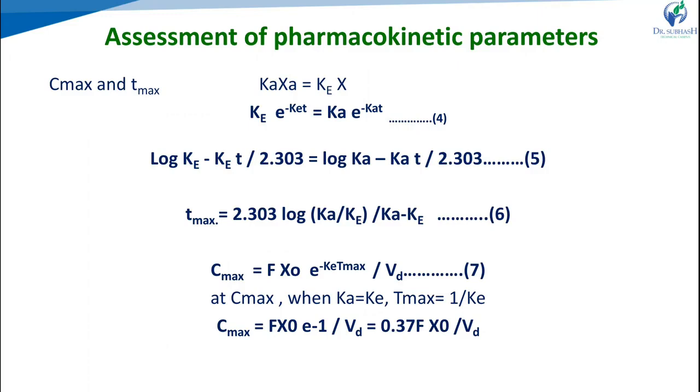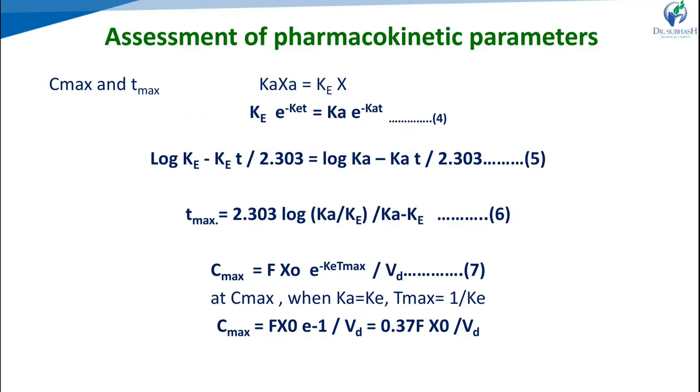After that, at t equal to Tmax, rearranging the equation, Tmax is equal to 2.303 into log Ka upon Ke, divided by Ka minus Ke. From that we find Tmax, and from that Cmax is found. When Ka becomes larger than Ke, the Tmax becomes smaller, because Ka minus Ke increases much faster than log Ka upon Ke.